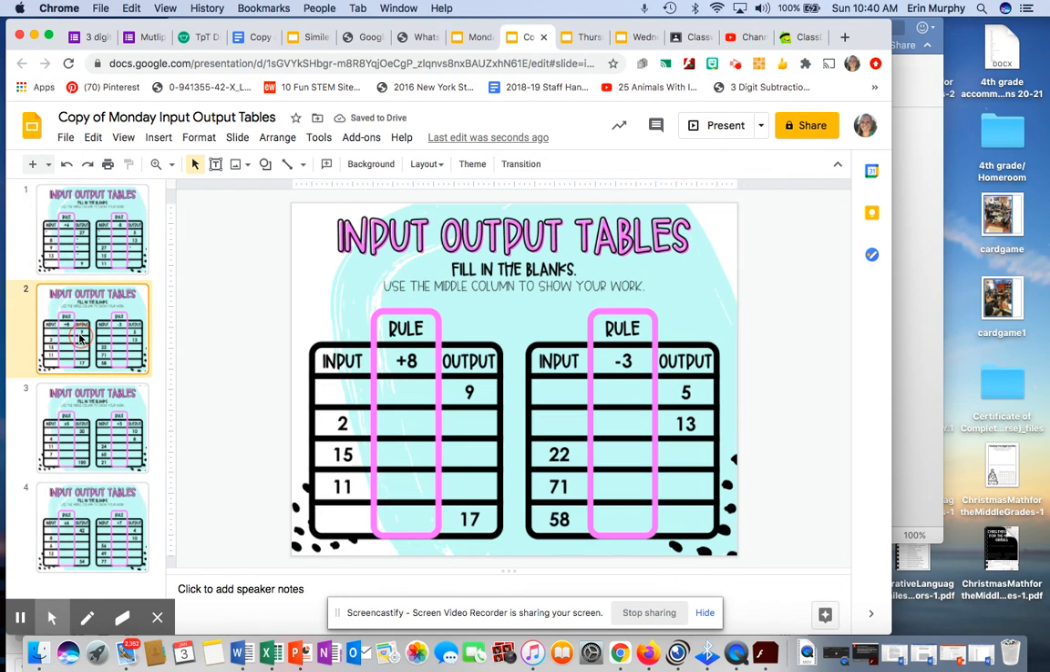You have a few others you're doing. You have a plus 8 and a minus 3 as your rule. A times 5 and a divided by 3. If you need to use your multiplication chart to do those, you can. You should still have those from when you took them home over the last time we had virtual learning. You have times 6 divided by 7. And those are it. So only 3 more tables to fill out. And if you need to use your multiplication chart, you can.